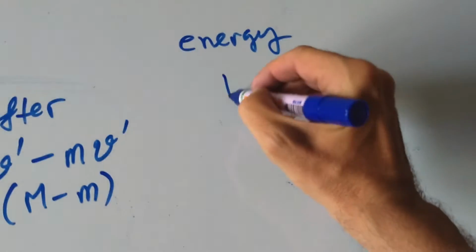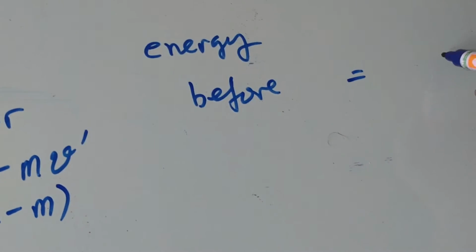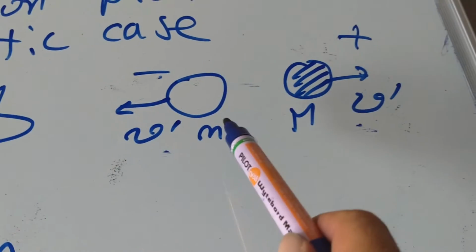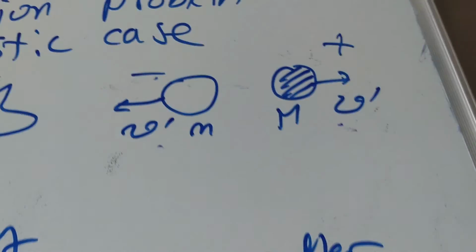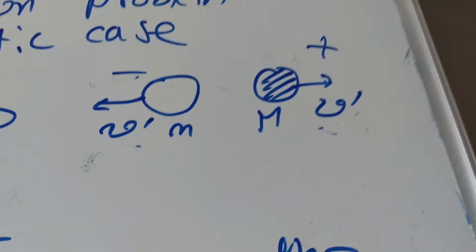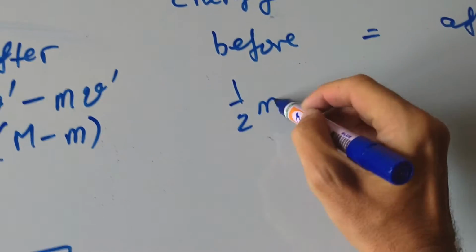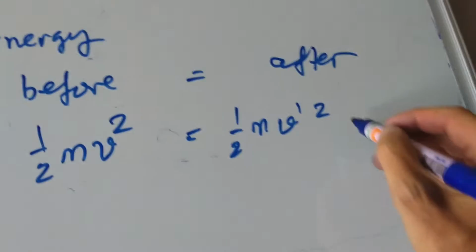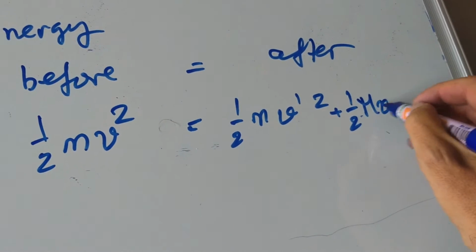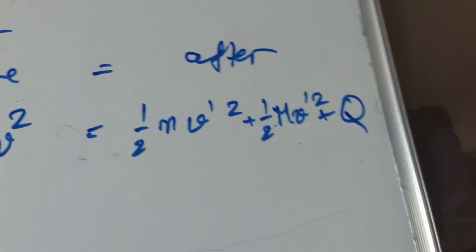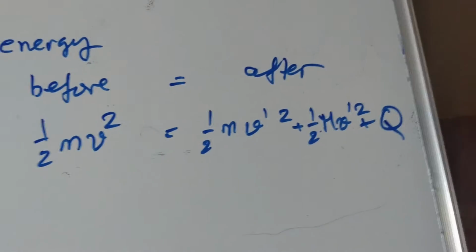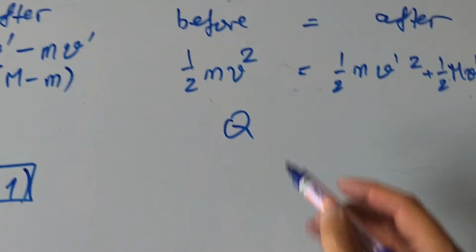Energy before has to be equal to the energy after. Energy before, what's that? Well, it's the kinetic energy here. Energy after is the kinetic energy of this plus the kinetic energy of that plus whatever is lost due to the inelastic collision, like the heat. So 1/2 mv squared equals 1/2 mv prime squared plus 1/2 big M v prime squared plus Q. Q is the heat or energy dissipated in this collision, you see? All right, so we need to be more specific about Q.